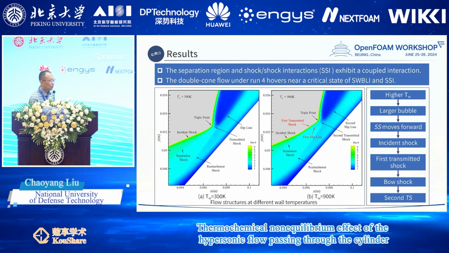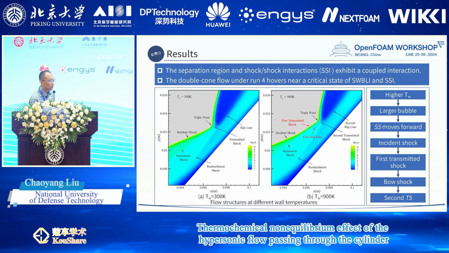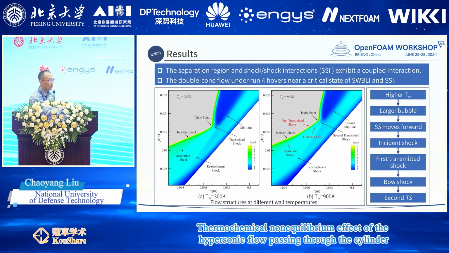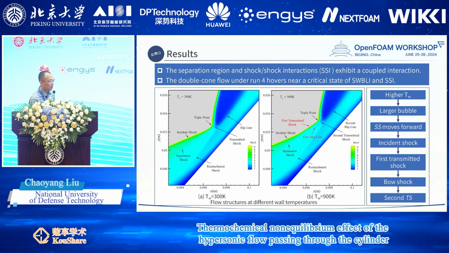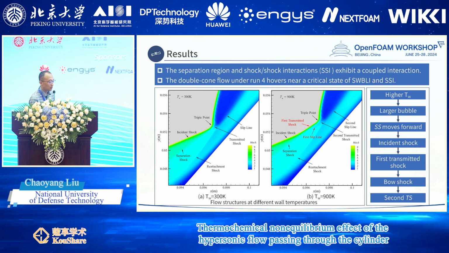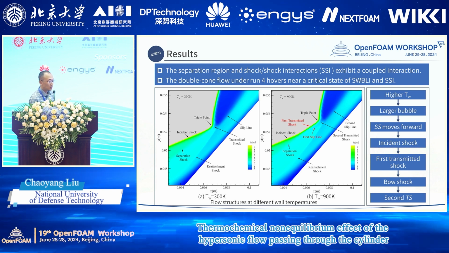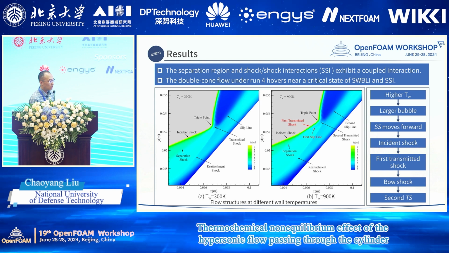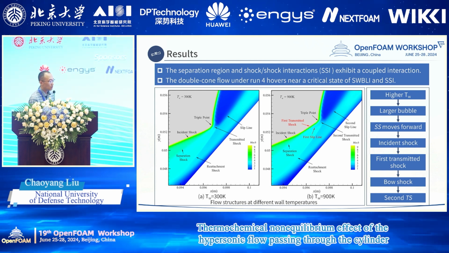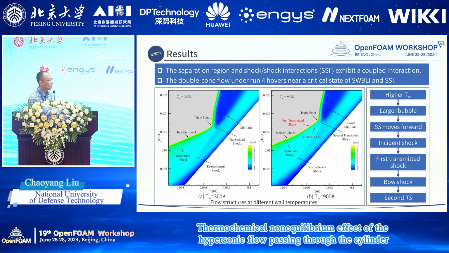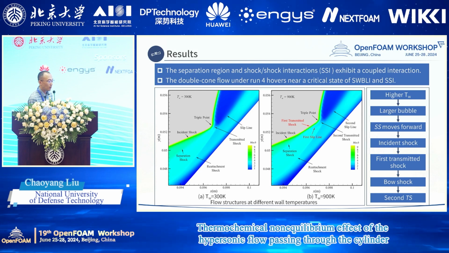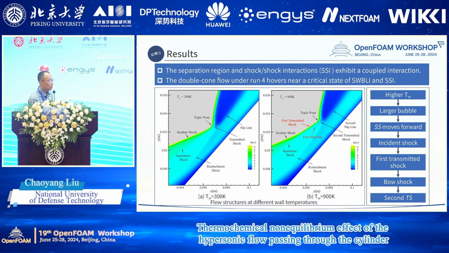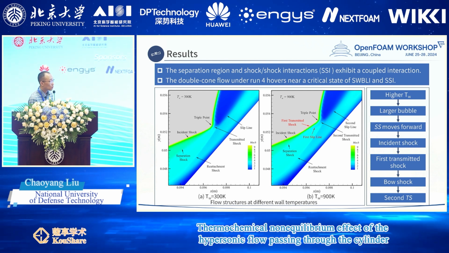Now, we will also compare the local flow structures under different wall temperature conditions. High temperature can induce the generation of large separation bubbles, and the separation region and shock interaction exhibit a coupled interaction. The double cone flow here occurs near a critical state of shock boundary layer interactions and shock interactions.